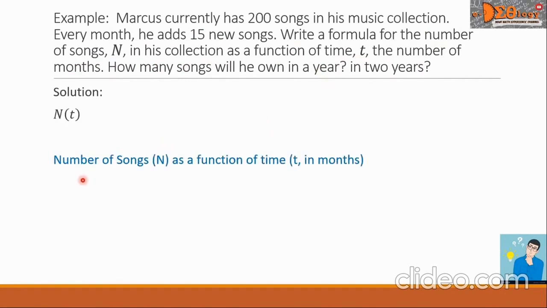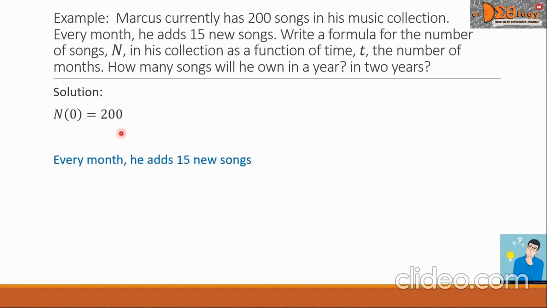First, let us write the number of songs, denoted by capital N, as a function of time t. And this t is in months. So we write N of t. Now, it is stated that currently Marcus has 200 songs. Thus, the time is 0. So t equals 0, and we write here N of 0 equals 200.